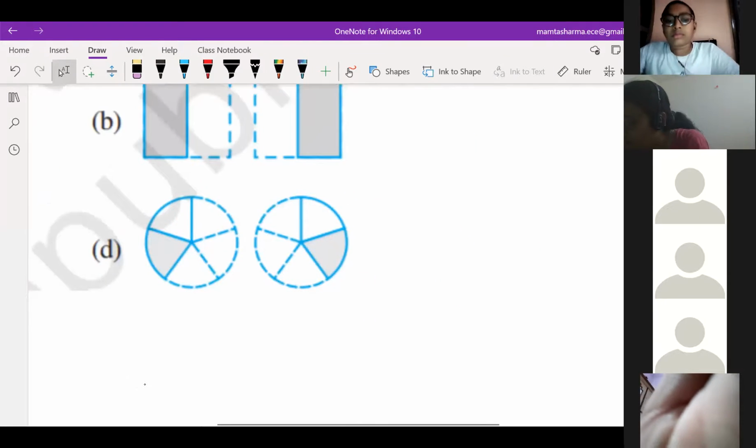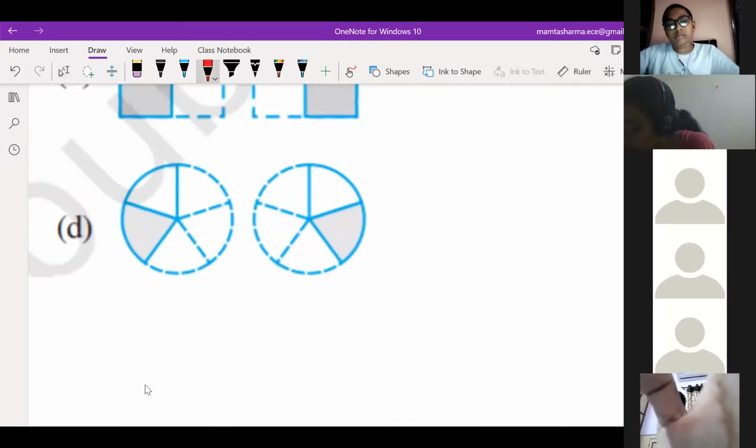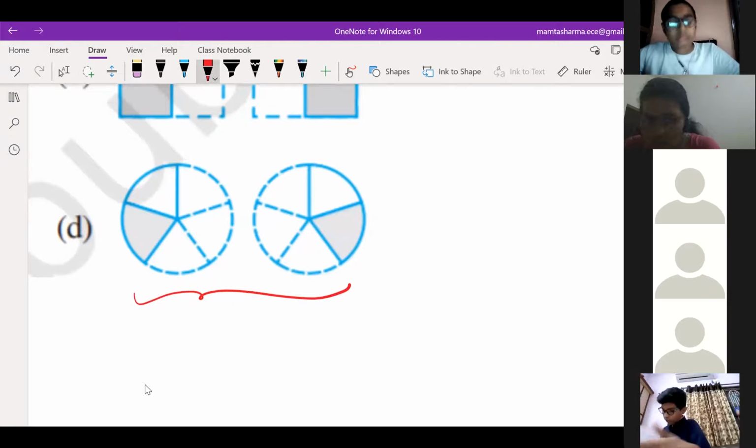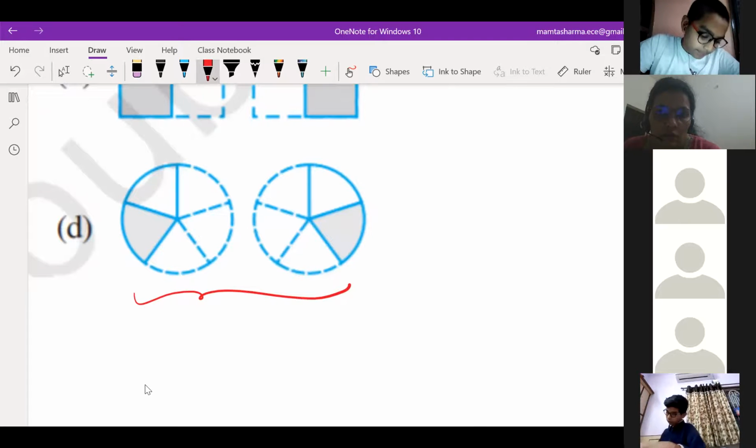Okay, how will you convert this picture into a mixed fraction? How will you convert? Shiva, Pranav, do it.